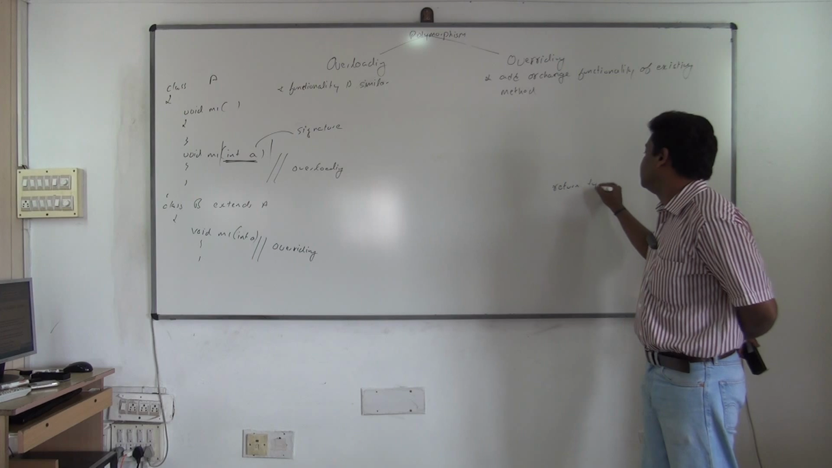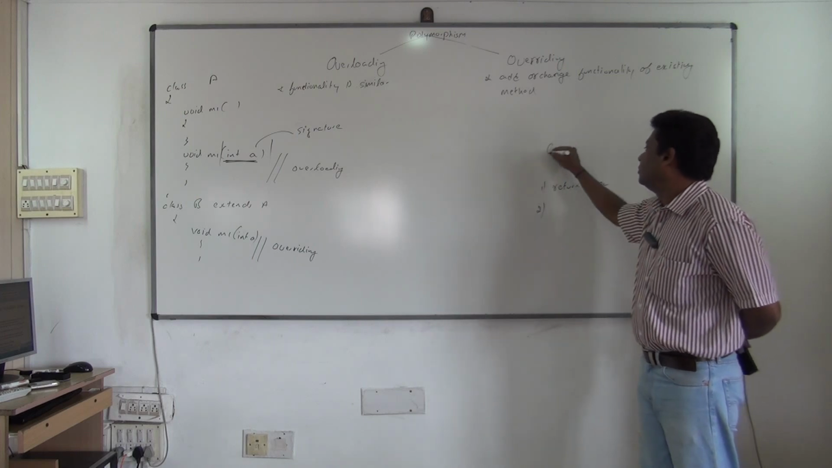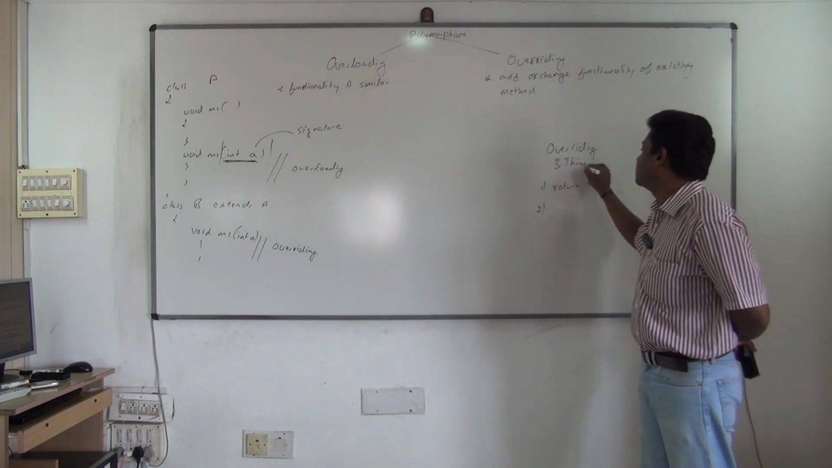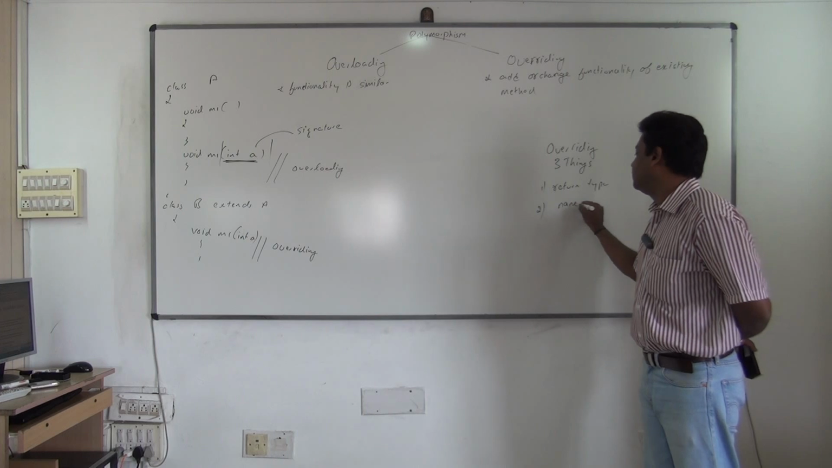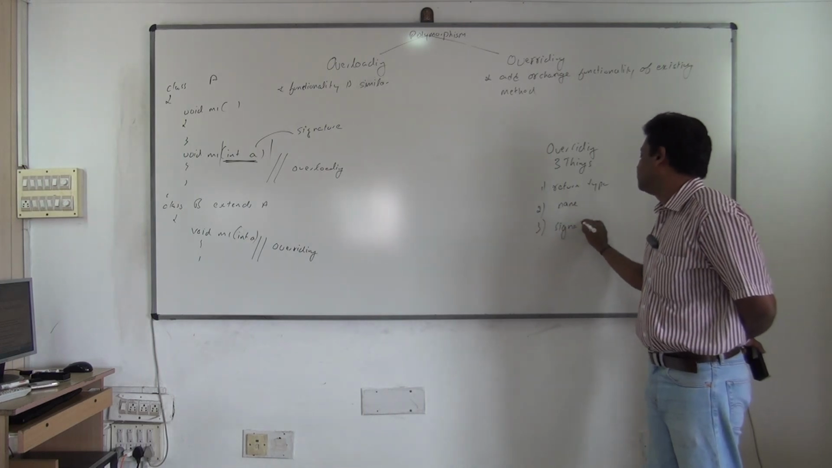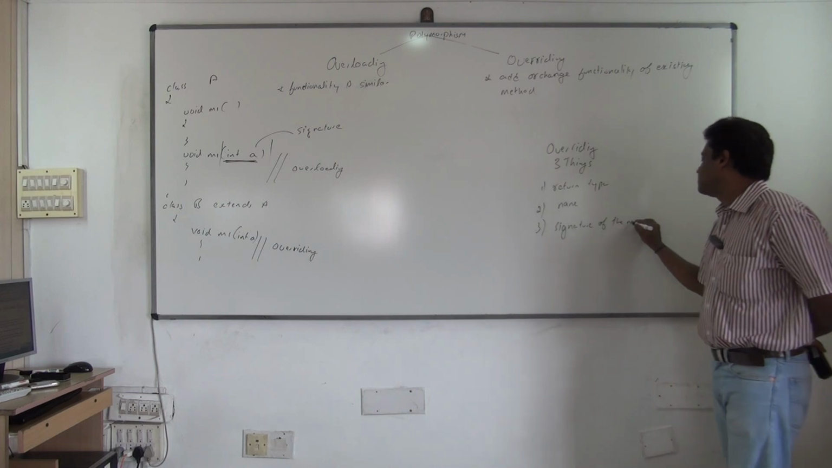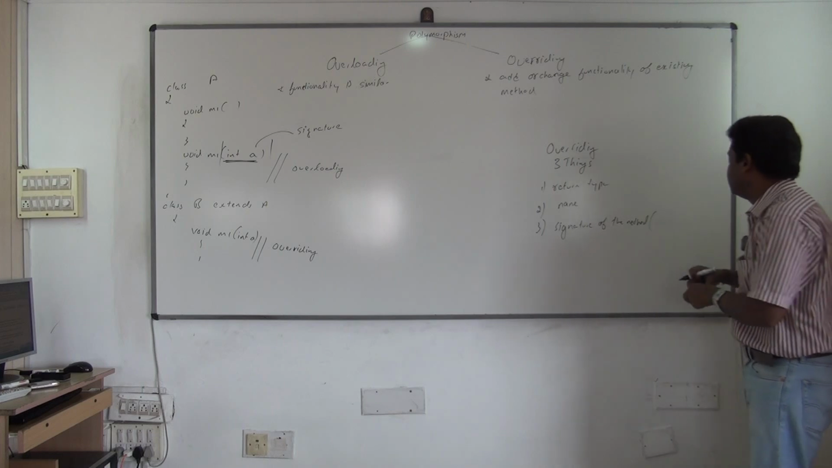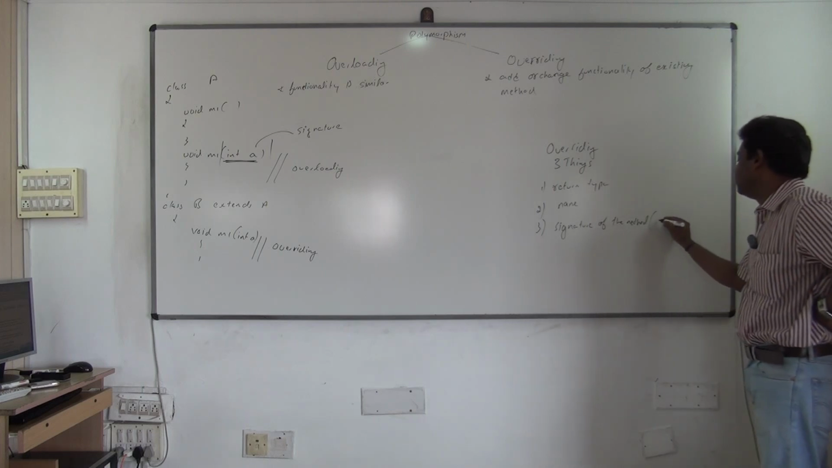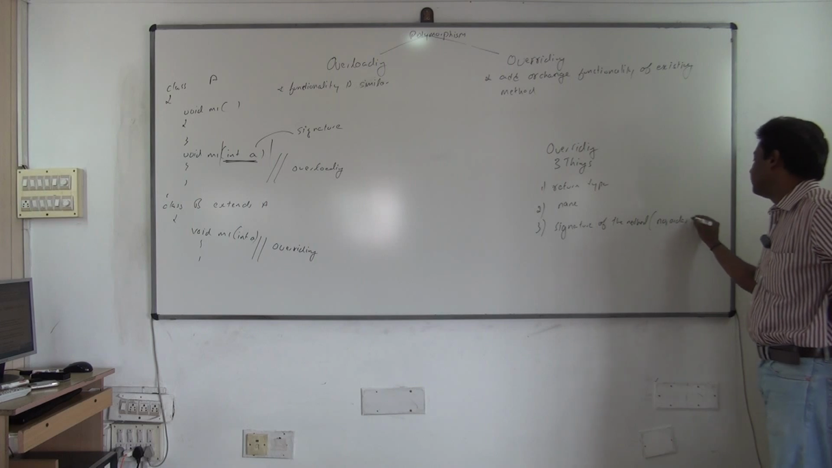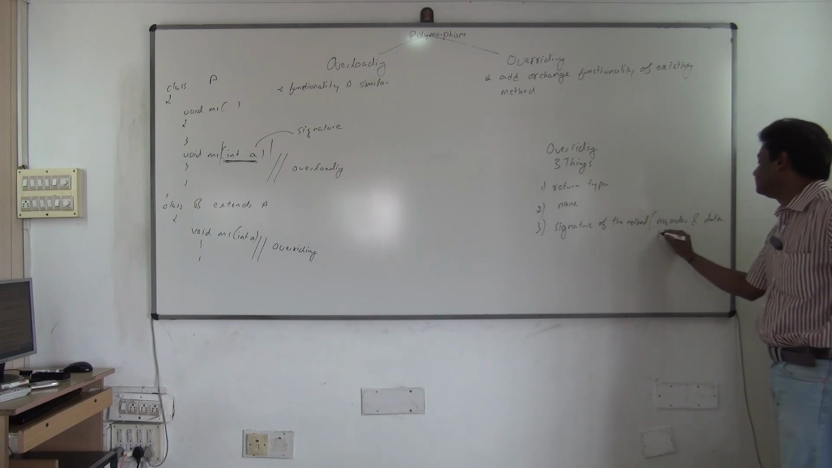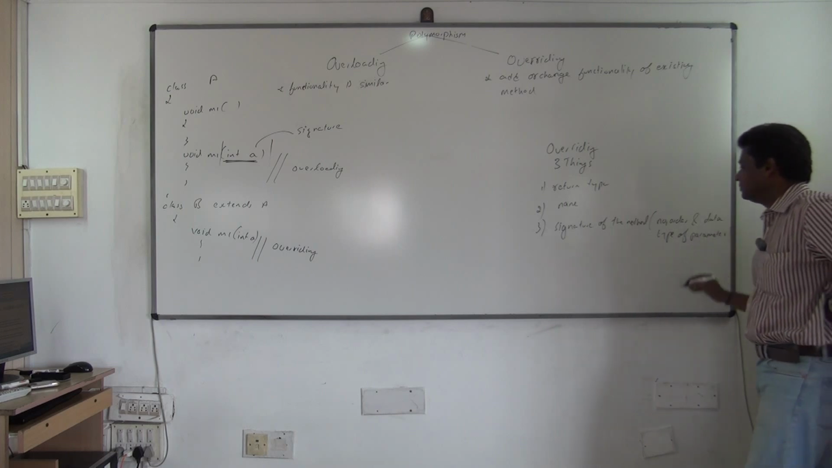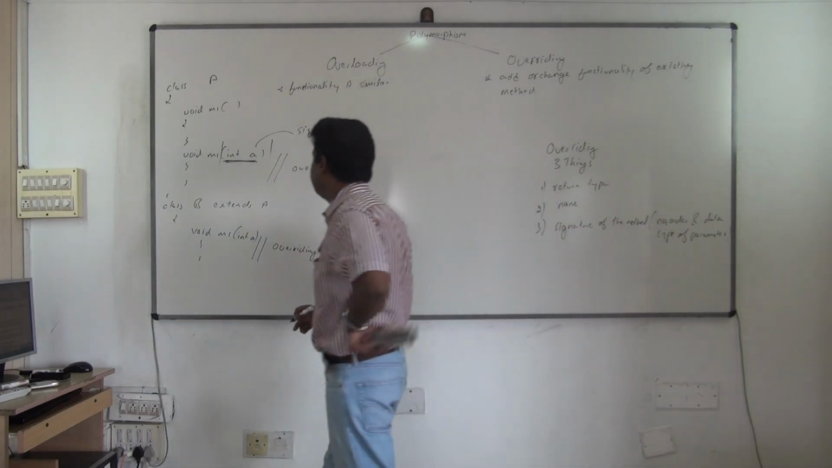Return type, okay, first thing. Then this is what is overriding. To override, you have to check three things. One is return type. Second one is name. Third one is signature of the method. That is when we say method is overridden. Signature of the method means number, order, and data type of parameter. That's what is overriding.